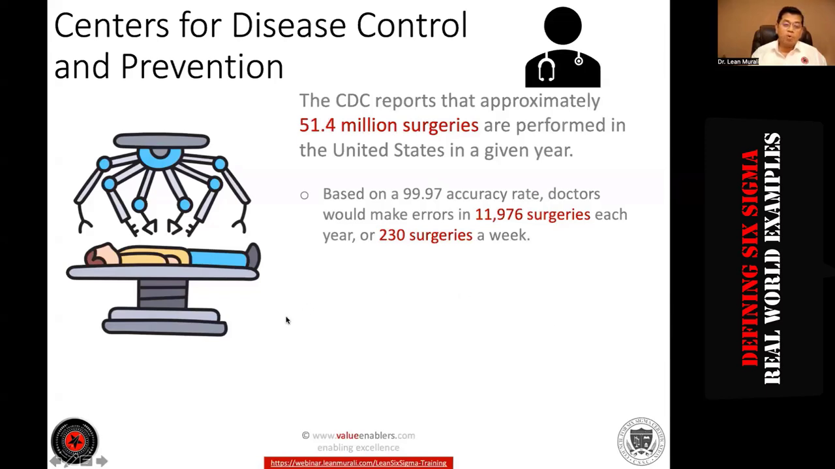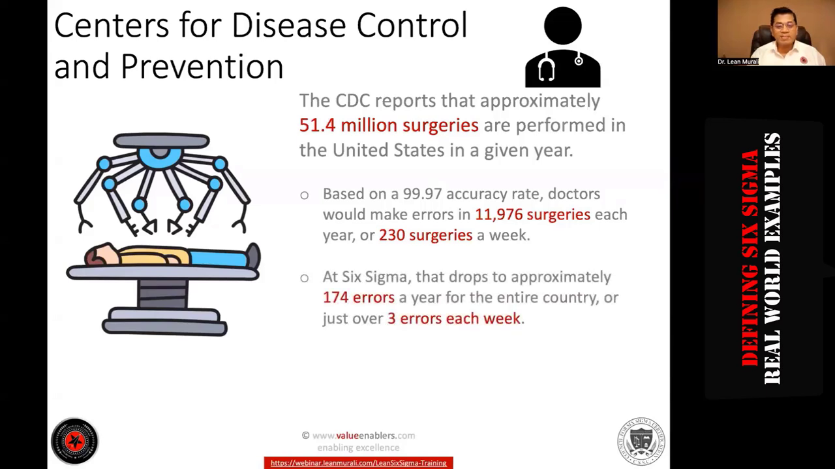All of you type OMG, oh my God, in the chat box. Or you can also send the emojis of OMG. So many. Imagine 230 surgeries will have a problem every week. But at 6 sigma levels, it is just 3 errors every week. Okay. And with 51.4 million surgeries happening. Okay.